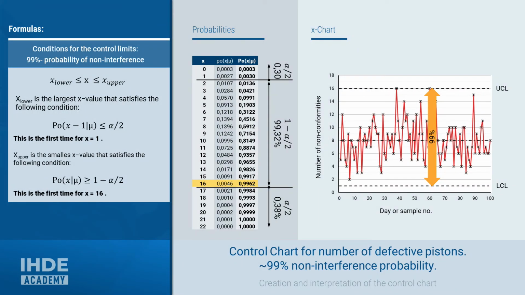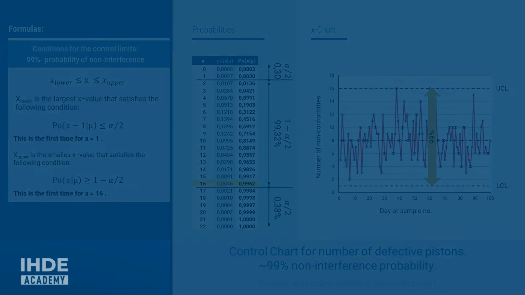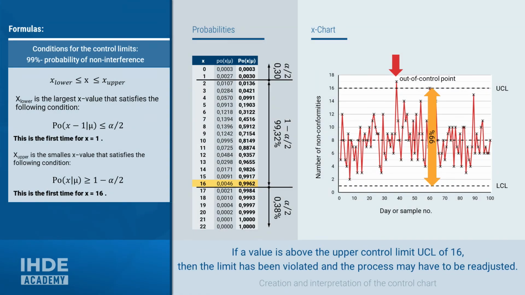The previously calculated lower control limit was plotted at 1 and the upper control limit at 16. Due to the selected non-interference probability of 99%, all values can be expected between the control limits with a probability of 99%, or strictly speaking, even with a probability of 99.32%. Only when a value is above or below these limits, it is considered to be a limit violation. In such a case, the cause must be found and the process readjusted if necessary.